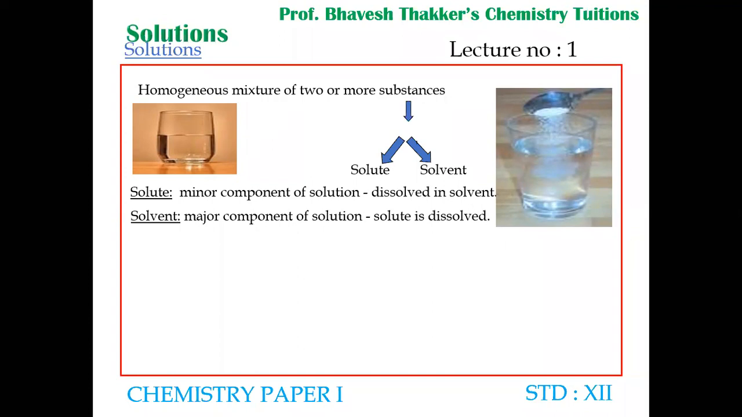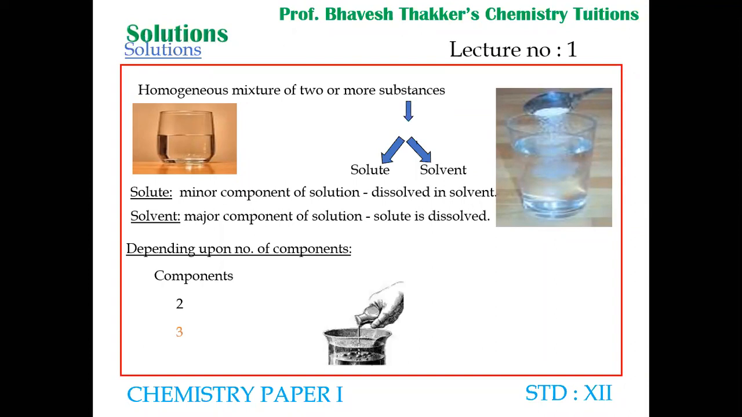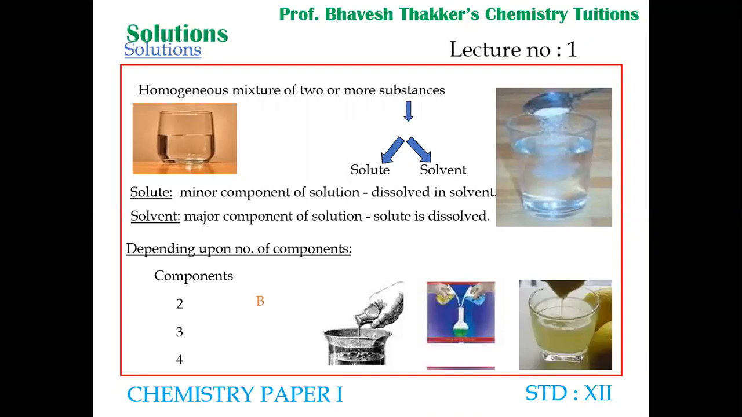Now on the basis of number of components, 2 components, 3 components, 4 components, solutions are classified as binary solutions, ternary solutions, quaternary solutions, and so on. If there are 2 components, we call them binary solution. If there are 3 components, we call them ternary. It is not trinary, but ternary, keep in mind. And if there are 4 components, we call them quaternary solution.